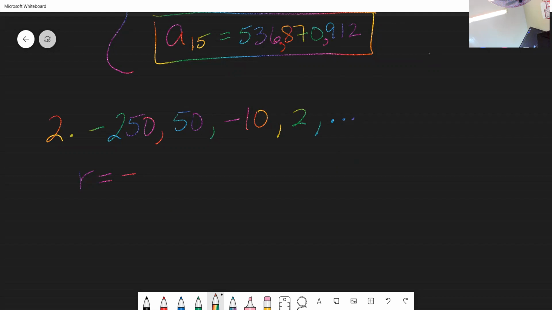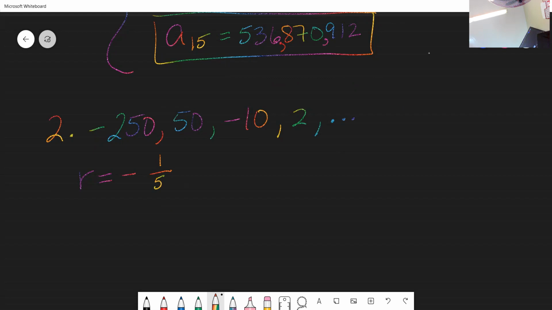When you got the answer that you got? Yeah, because you were right. So we know that this is going to be a fraction, a negative fraction. So it is negative 1/5.